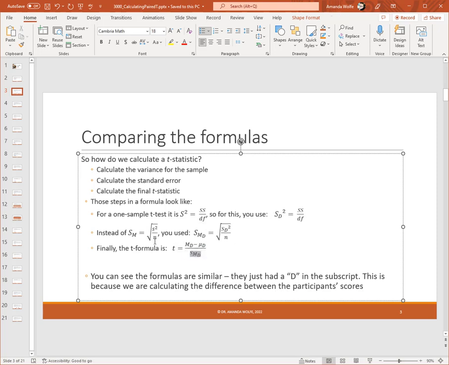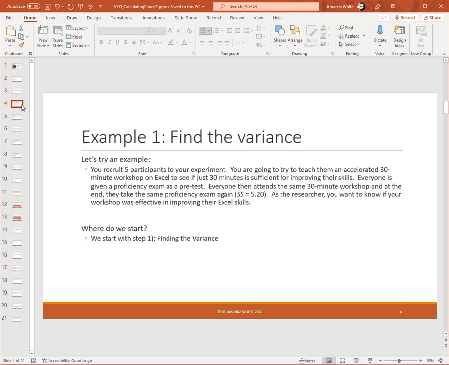What you should see about all of these is that we just have peppered in the subscript d or MD in multiple places. That's because we're going to be calculating the difference between the participants' scores. And so that's why you would be able to pick these three out of a big pile of formulas and know that they go with our paired samples t-test because they have these D's peppered in. So let's get started with an example.